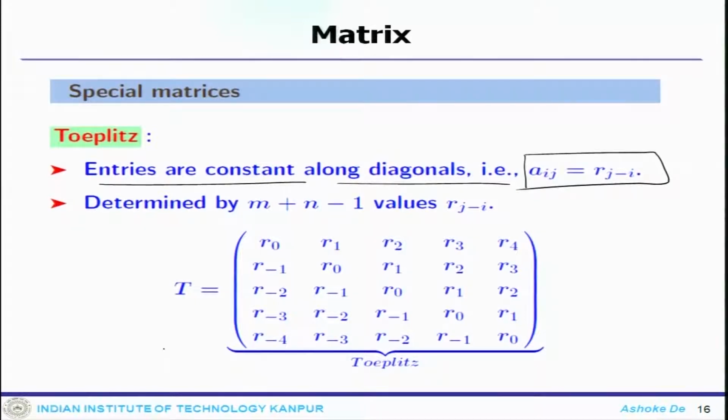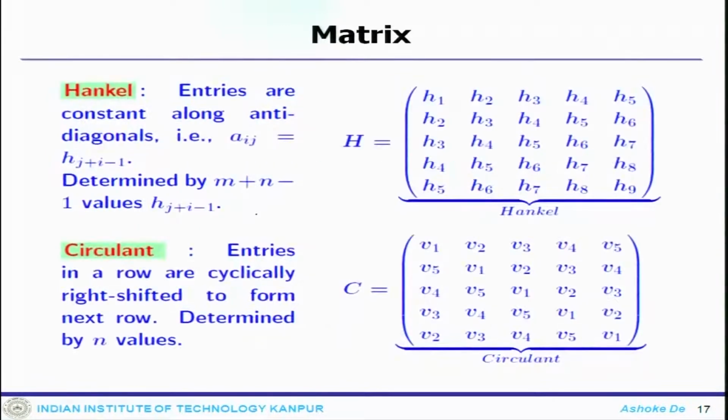So, along the diagonals, if you look, the entries are constants. If you look along the upper diagonal, along the second upper diagonal, they are constant. This is called the Toeplitz matrix, and it can be determined by the mathematics like that. Now, also Hankel, that is another matrix.